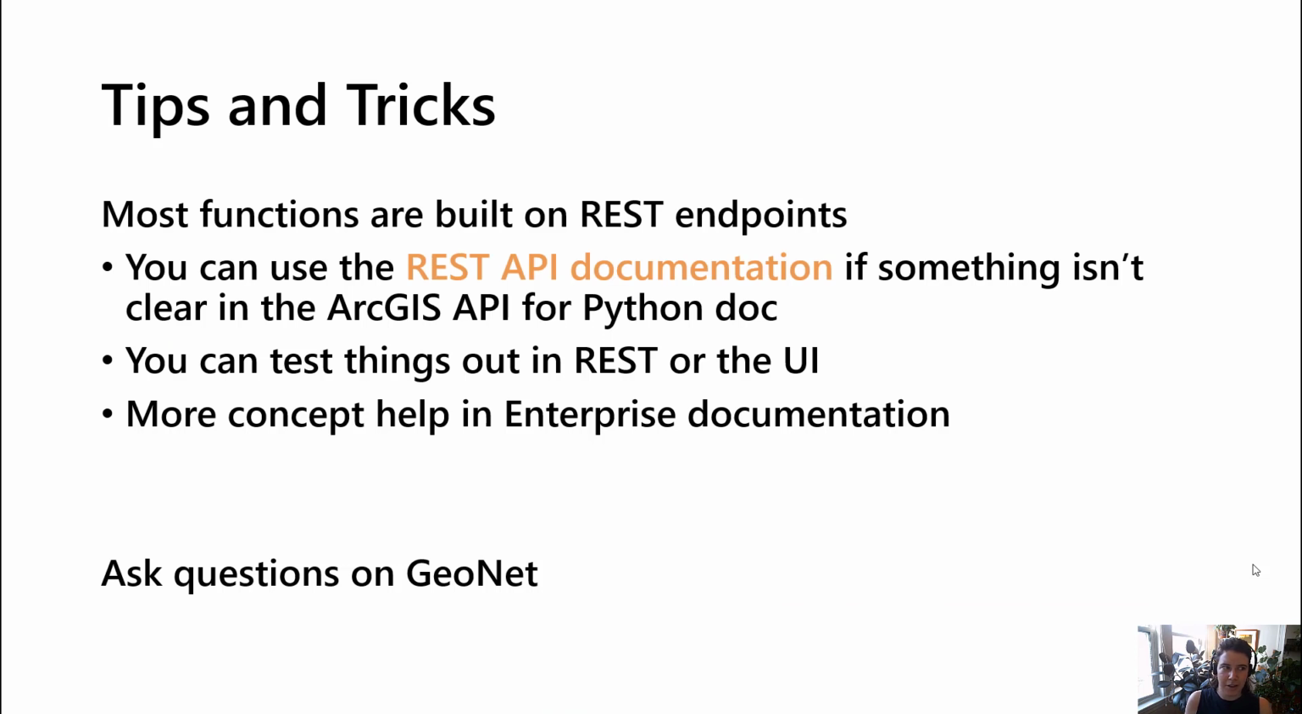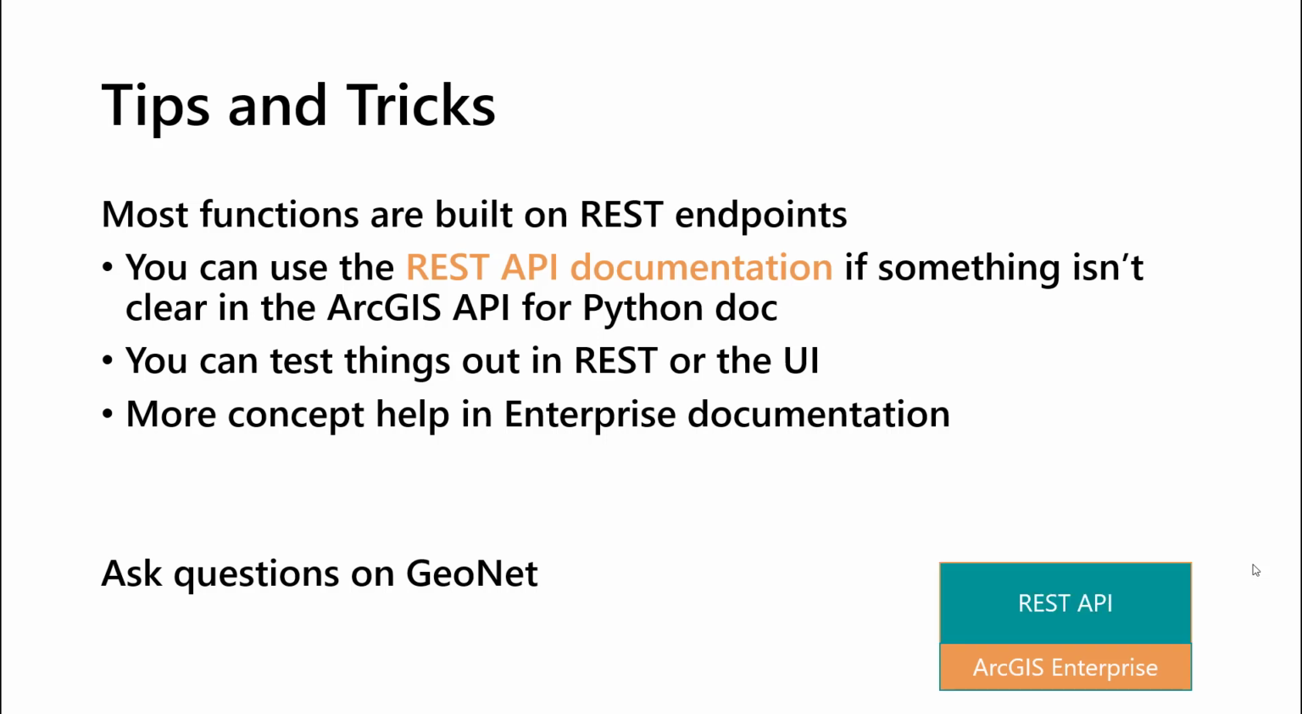Continuing on the trend of documentation, something that's really important to know is that these functions are built on the REST API endpoints. So we have ArcGIS Enterprise, and the way that most things access ArcGIS Enterprise are actually REST calls through the REST API. The Python API is built on top of the REST API. So you can actually use the REST API documentation or the REST API calls if something's not working in the Python API to help you troubleshoot. I'm going to give an example of that.